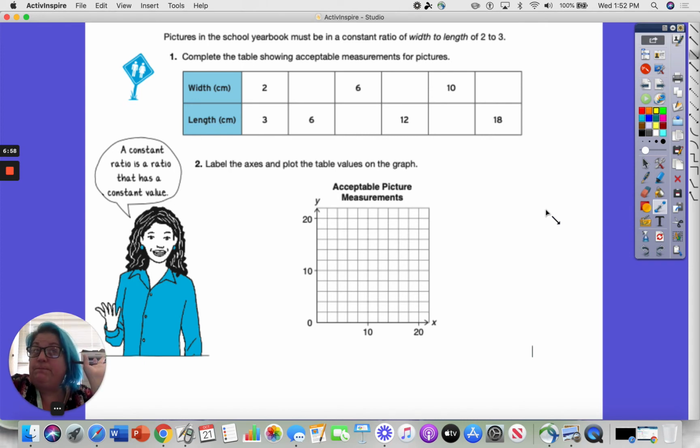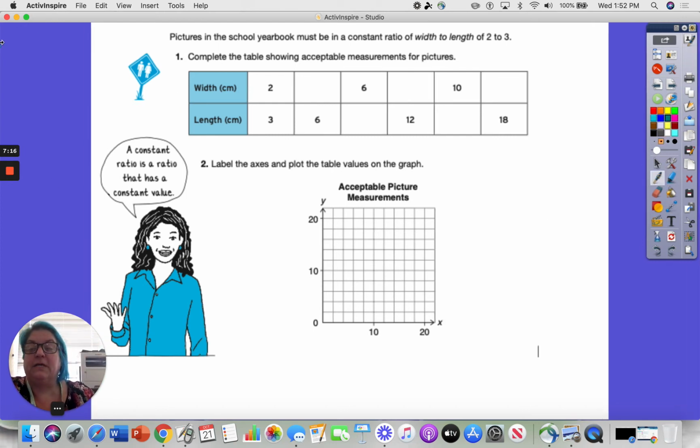Now, I actually did yearbook when I was back in school, and these are actually correct. It says pictures in yearbooks must be in a constant ratio of width to length of 2 to 3. So width is on the top, that's our x-axis, and length is on the bottom, that's our y-axis.